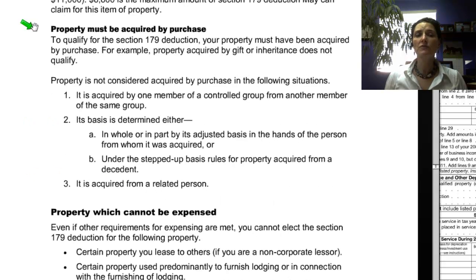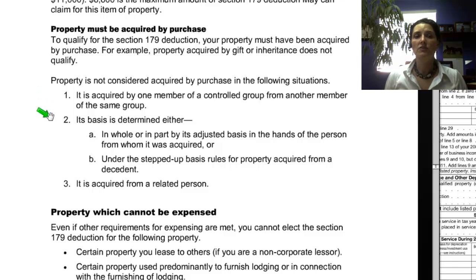The next rule for Section 179 is that the property must be acquired by purchase. To qualify for the Section 179 deduction, your property must have been acquired by purchase. For example, property acquired by gift or inheritance does not qualify. Property is not considered acquired by purchase in the following situations. Number 1, it is acquired by one member of a controlled group from another member of the same group.